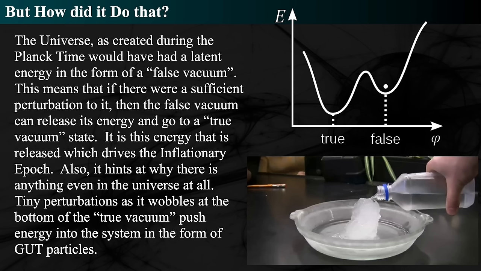So all you need is a perturbation, a little lump, a little bump to push it over into the true state that it should be in, which is less energy. And when it does that, it releases that energy in the form of heat. And that's what you get. So what does that heat do?